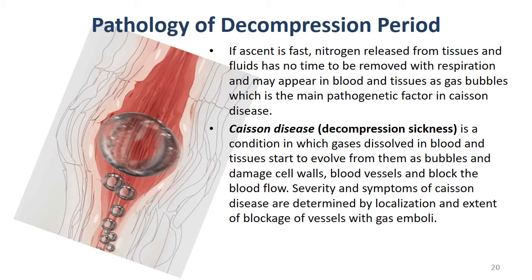Caisson disease, or decompression sickness, is a condition in which gases dissolved in blood and tissues start to evolve from them as bubbles and damage cell walls, blood vessels, and block the blood flow. Severity and symptoms of caisson disease are determined by localization and extent of blockage of vessels with gas emboli.